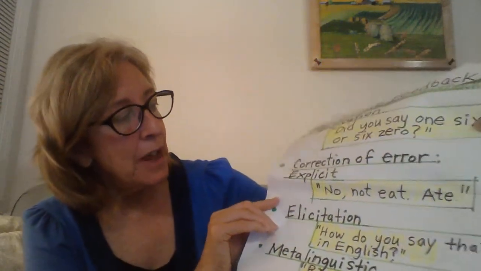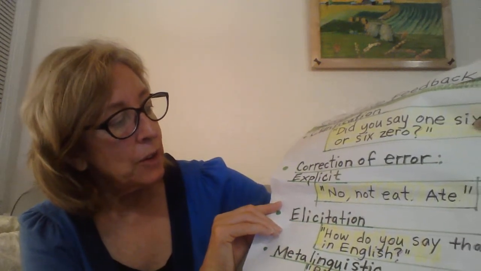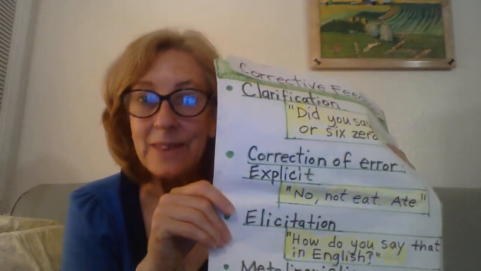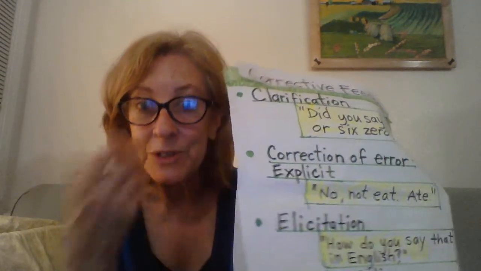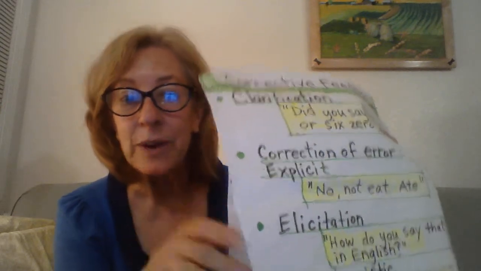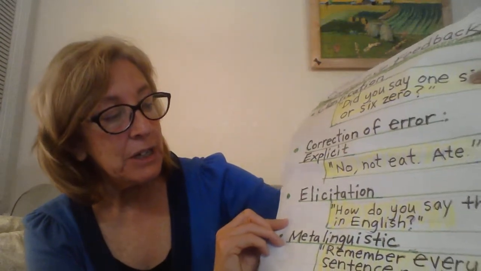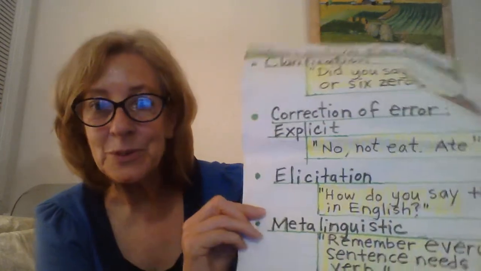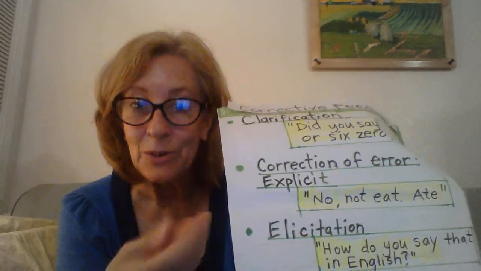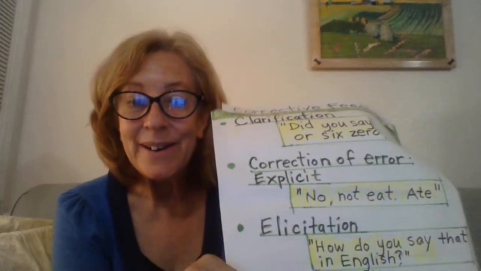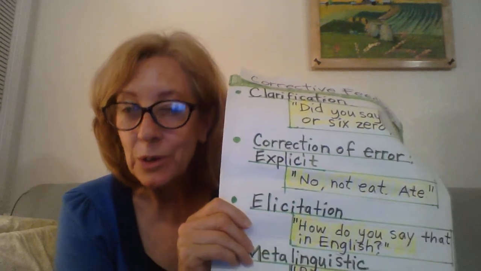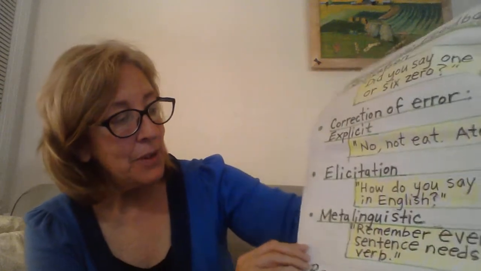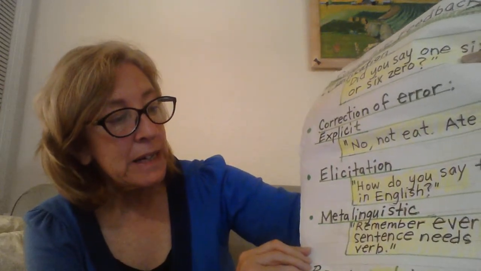Further explanation. And then we have explicit correction of error. So that would be very directly saying that's not correct, and this is the correct answer. So that's a very direct way of doing it. And then there's elicitation, an example would be, how do you say that in English? So just eliciting, prompting. It's a prompt to ask them to look at their work again and reconsider what they had done.